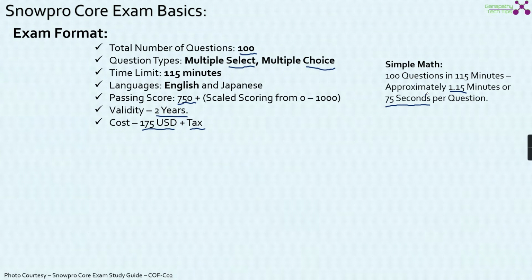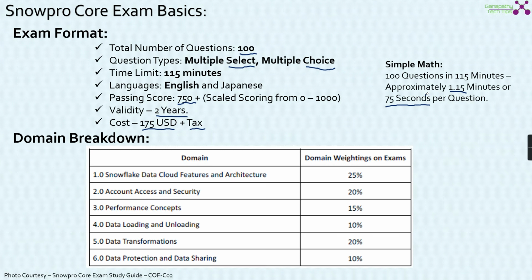It can be doable because the question complexity is not that complex. We can attempt this within 75 seconds. And the domain breakdown for the exam. This is very important. We need to understand this in a greater way. If you can see, this is the breakdown of the domain which is provided as per the SnowPro course study guide.